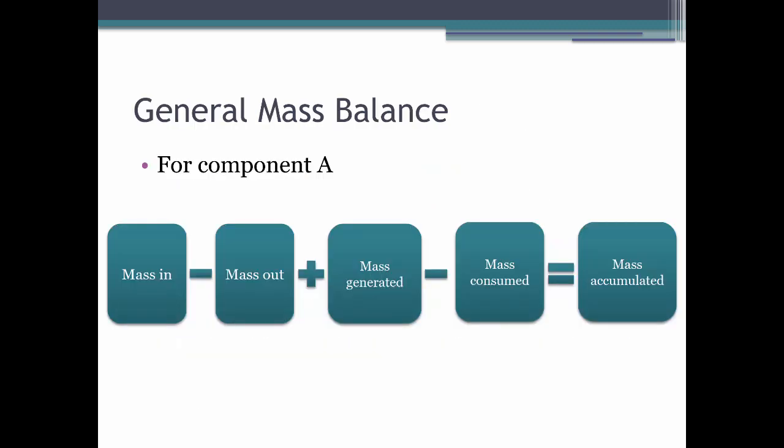So this is the general mass balance for a component of a system. You get the amount of component A coming in minus the amount of component A coming out of the system, and then add the amount of A generated within the system or during the process, and then minus the amount consumed. It's equal to the amount accumulated. Now in a steady state system, that mass accumulated is zero. Because remember, steady state is a state where your parameters are constant, and one of those parameters is the volume or the mass inside the system. So for a steady state system, the accumulation is zero.